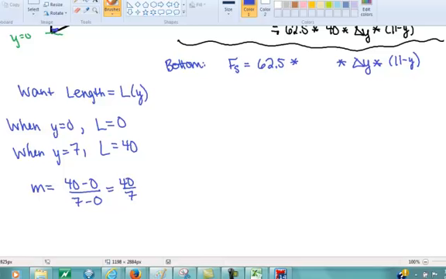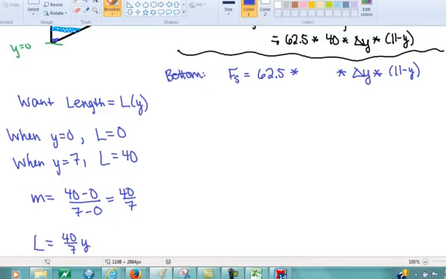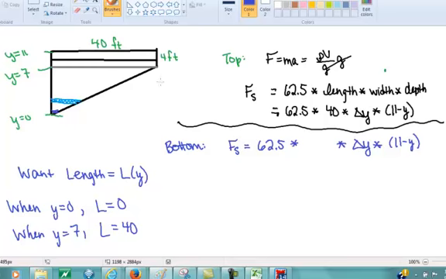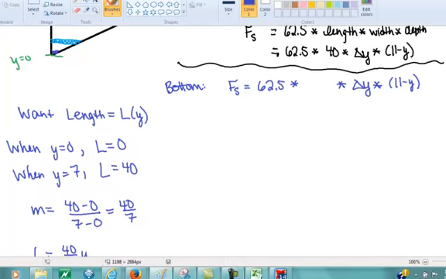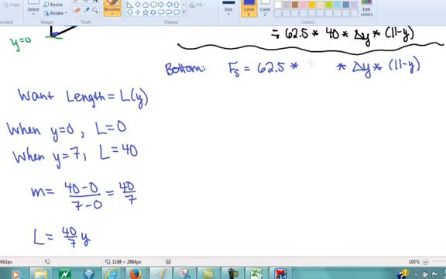And if it goes through the point 0, 0, that means b is 0. So L equals 40 over 7 times y. And now just think of when you plug in y equals 0, the length is 0. When you plug in y equals 7, the length is 40, which is exactly what we want. So that's all we needed. So L is 40 over 7 times y, and that was the force on a typical strip.